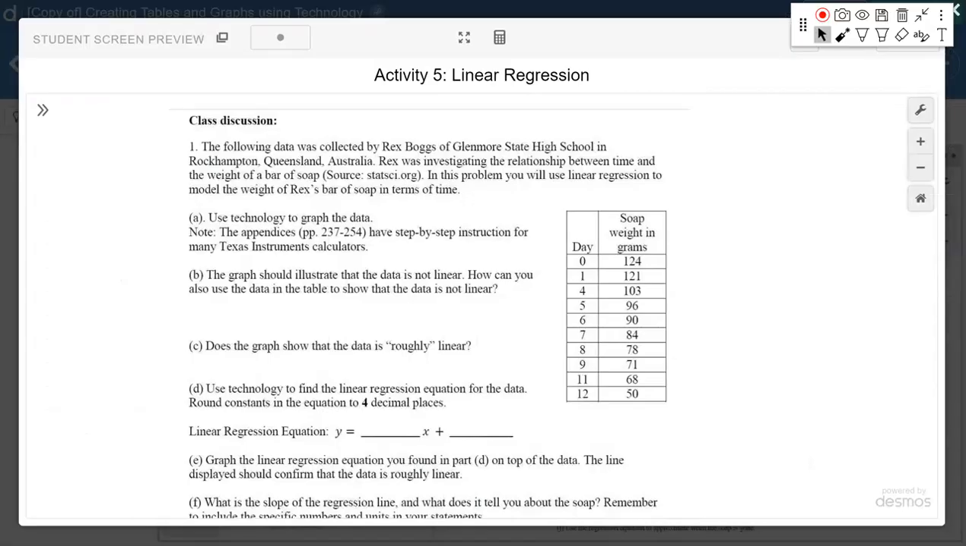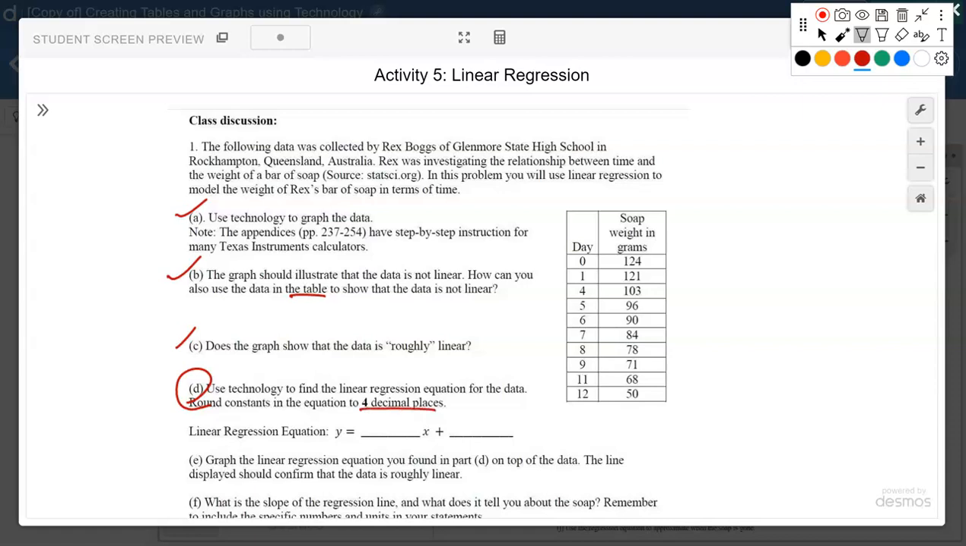If you go back to our discussion, we already have entered our data. We did graph it, and I showed you how to use a table to see if it's linear or not. And I showed you that we can say that it is roughly linear. Then letter D, use technology, use Desmos to find the linear regression equation for the data. And then use 4 decimals.